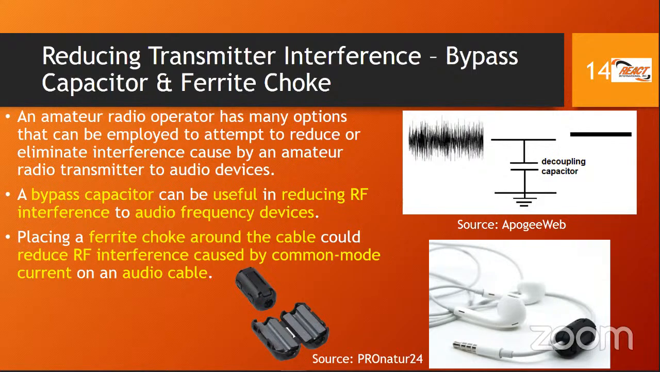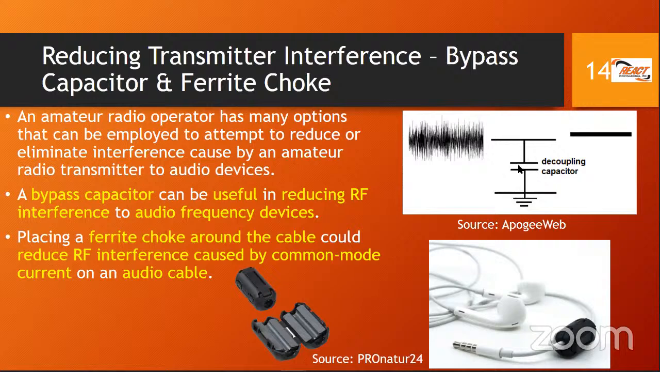So we need to be aware that there are many options to reduce the interference that our transceivers, our transmitters can cause to audio devices. The first one is called a bypass capacitor. You may recall in the technician class as well as the early sessions of the general class, we talked about capacitors, what they do, how they're made up, what they're used for. And that is one technique that you can use to reduce radio frequency interference in audio devices.